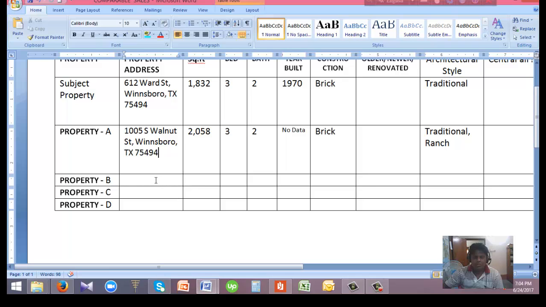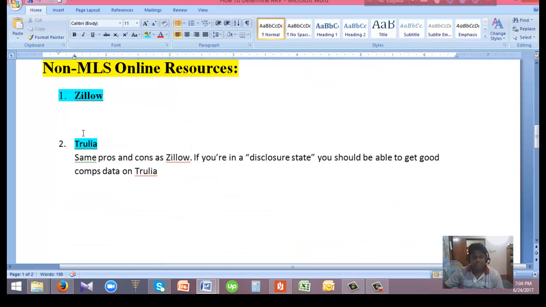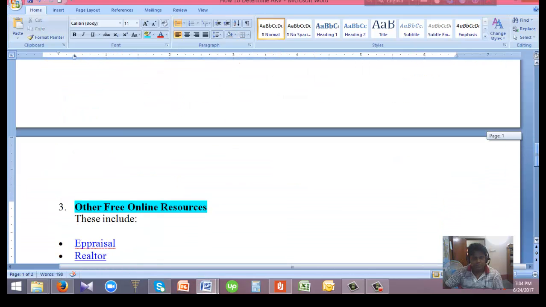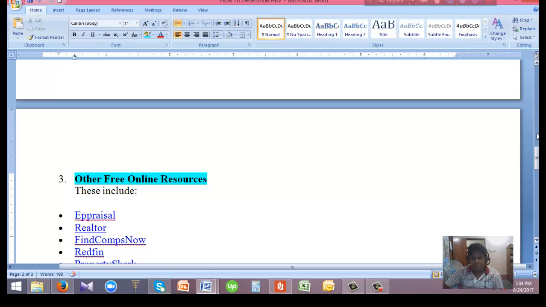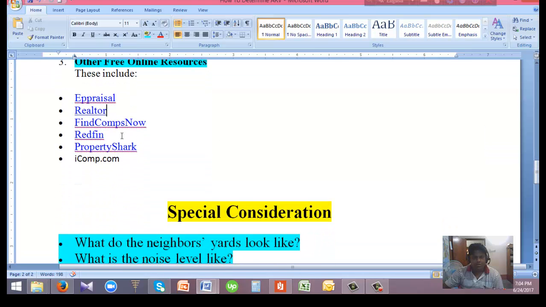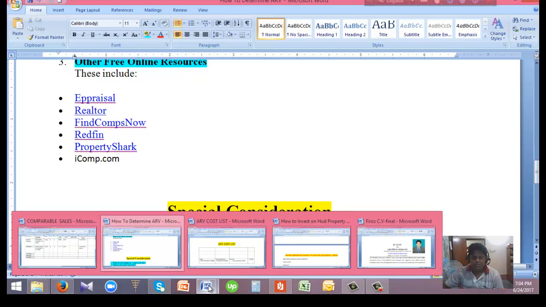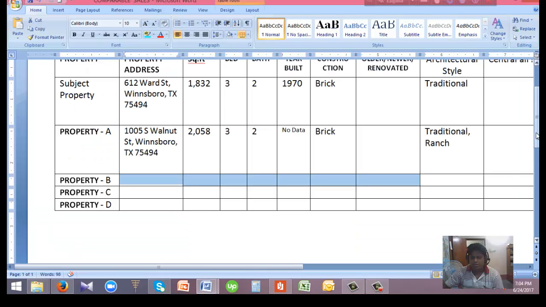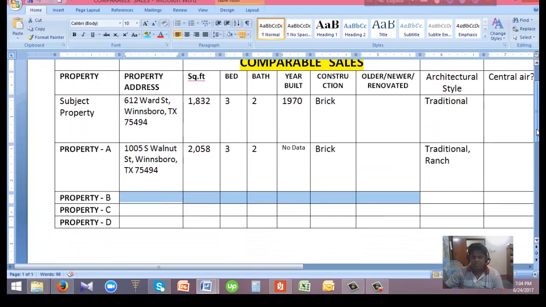We can find more sold properties from various sites, such as Realtor, Redfin, Property Shark or Icon. And comparing these with our subject property, we can determine the value of our subject property in the open market.